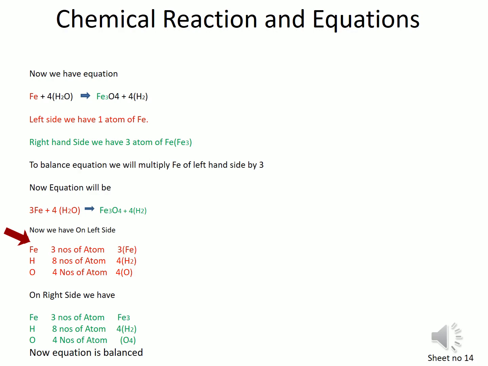Now let us see the right hand side, green color. Again we have Fe3, 3 Fe. Then H, 8 hydrogen. How is it 8? Outside the bracket we have 4, then inside the bracket 2. 4 multiplied by 2, that is 8. Then oxygen 4, O4. So now let us compare the right hand side and left hand side. Both atoms are equal. So now the equation is balanced. So this is the right balanced chemical equation. Okay.